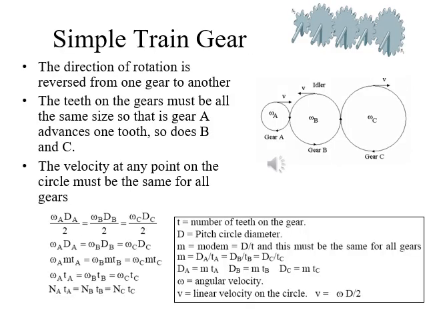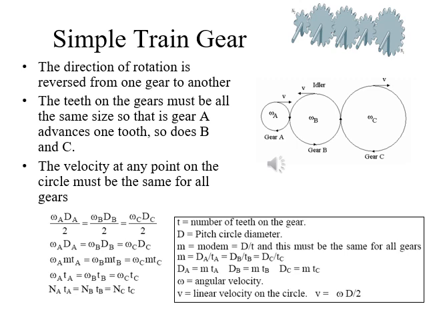As for the simple gear train, the direction of rotation is reversed from one gear to another gear. So if you want to maintain the final output rotation, you need to have another gear in the middle between the input and output gears. This gear is called an idler. The teeth on the gears must all be the same. Gears A, B, C need to have a similar gear size and dimension so that gear A can move smoothly, and then B and C can also move smoothly. If the gear size is not the same, you can have a gear stuck in the middle or misalignment and so on.